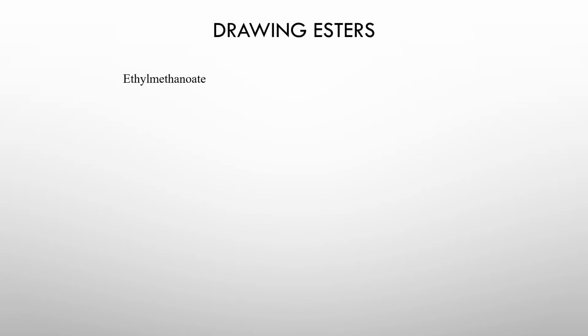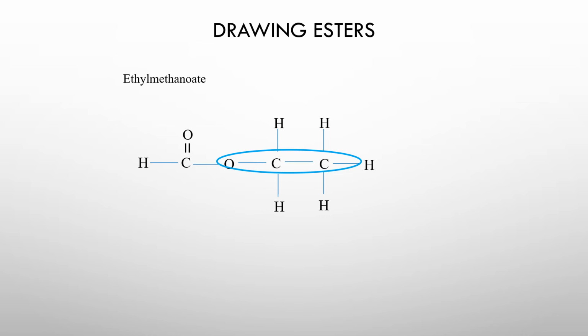And then remember, that 1 carbon has a double bond O and a hydrogen at the end and a single bond O. So this single bond O is now bonded to 2 carbon atoms. These 2 carbon atoms are part of the ethyl group. So the remaining bonds are going to be occupied by the hydrogens now. So this is how you draw ethyl methanoate. This particular group is the ethyl group, and this particular group is the methanoate group.